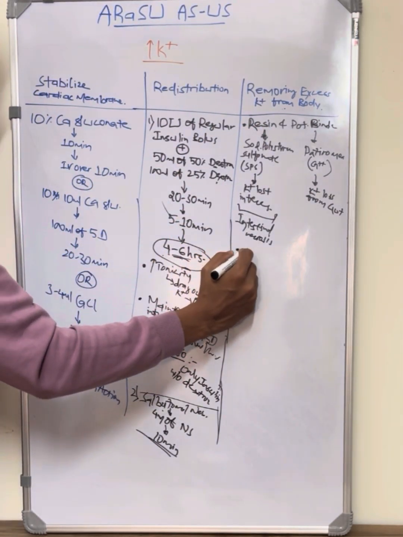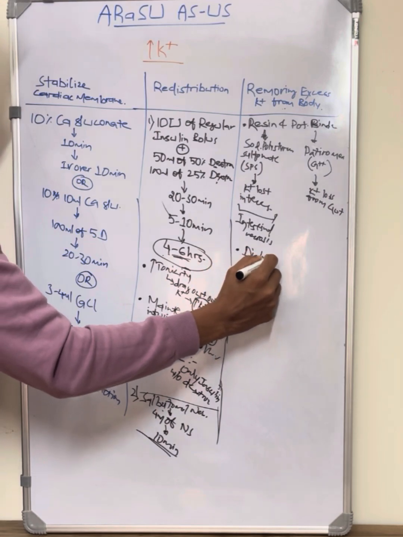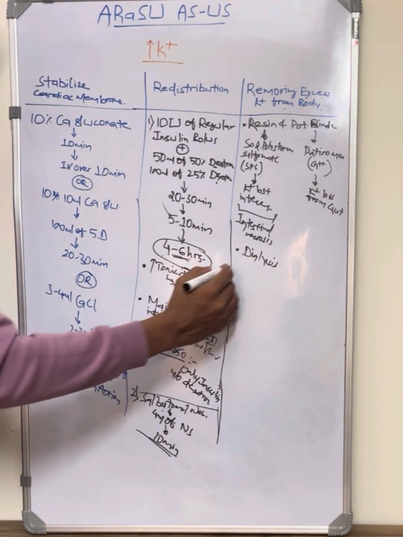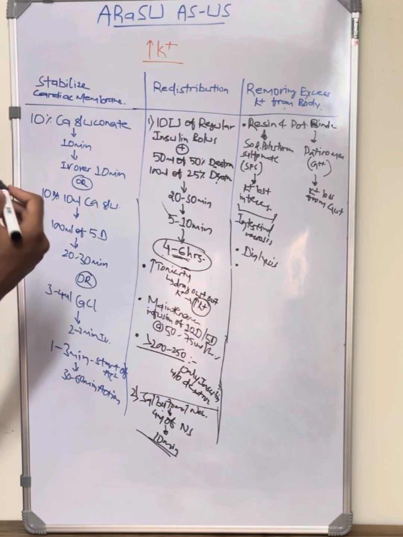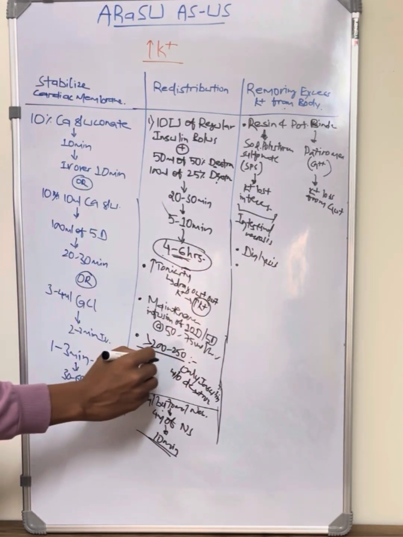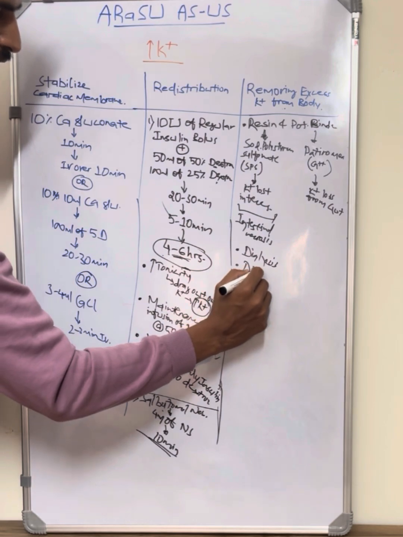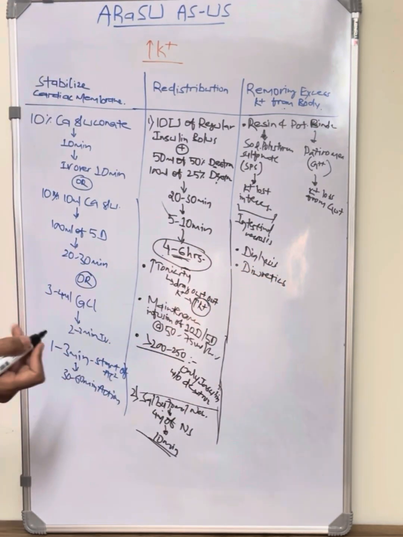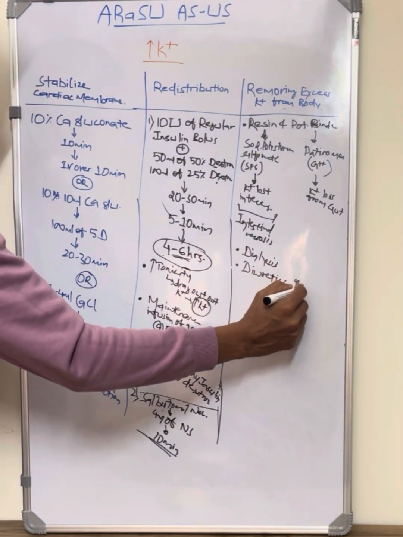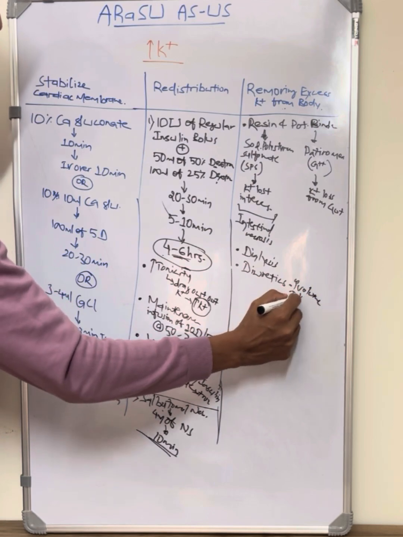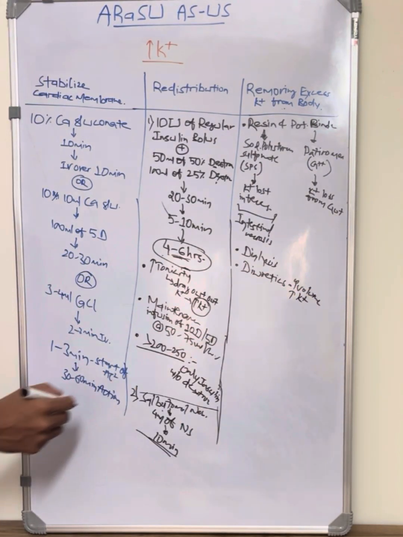Instead, we can consider dialysis to remove excess potassium from the body. Or if there is volume overload with hyperkalemia, commonly as we see in CKD patients, it's better to use diuretics. That will help for both, for excess volume, and excess potassium excretion is also done with diuretics.